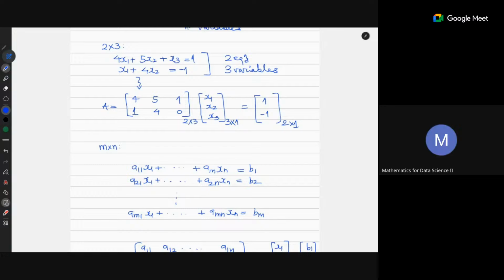Look at this. You are multiplying the coefficient matrix with the variable matrix, right? So look at this: 2 cross 3 and 3 cross 1. The number of columns matches the number of rows, so you can multiply. The resultant will be 2 cross 1. That is what we are getting on the right hand side.